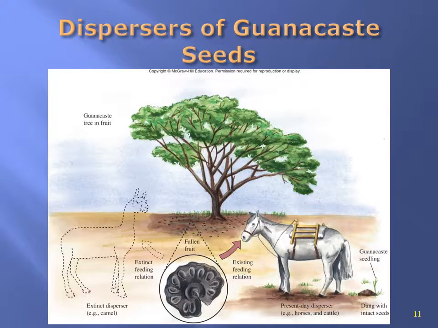So as you can see, the figure here in your text shows that by bringing in animals, there used to be large mammals that could disperse the seeds, but they went extinct. And so now they brought in new large mammals to help disperse the seeds.